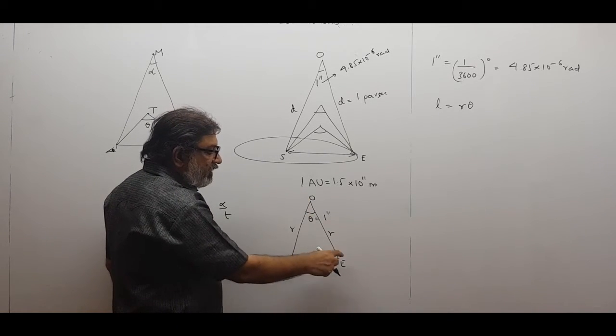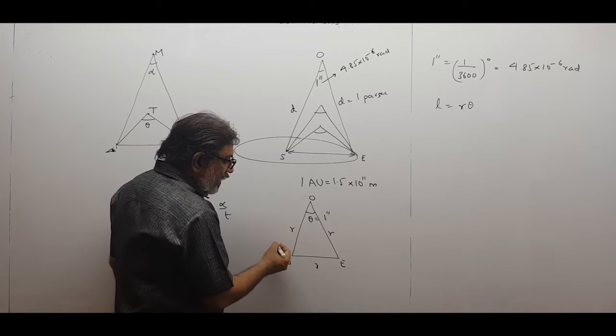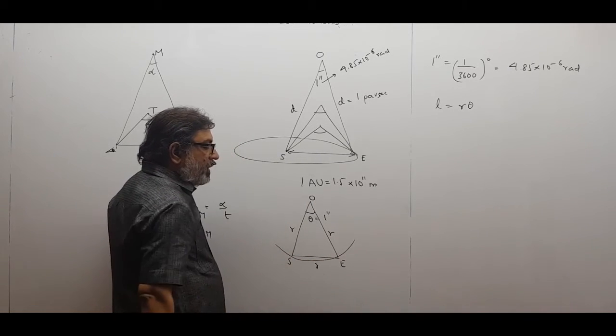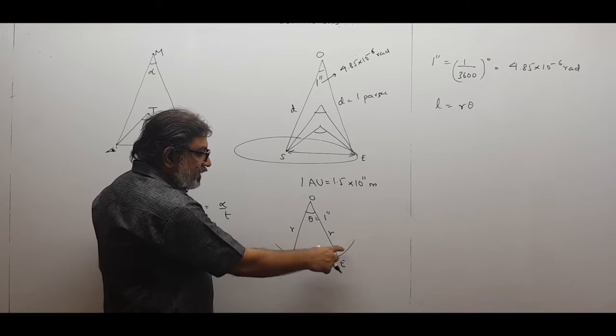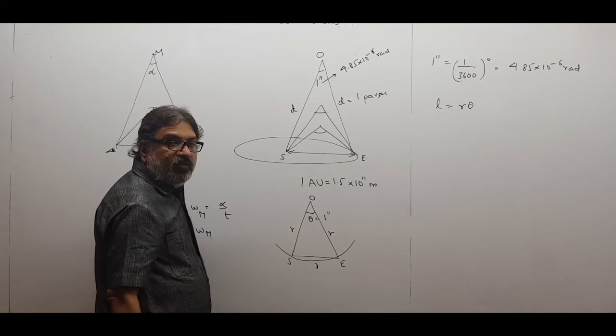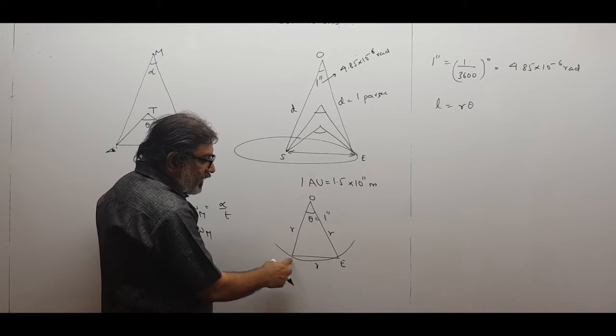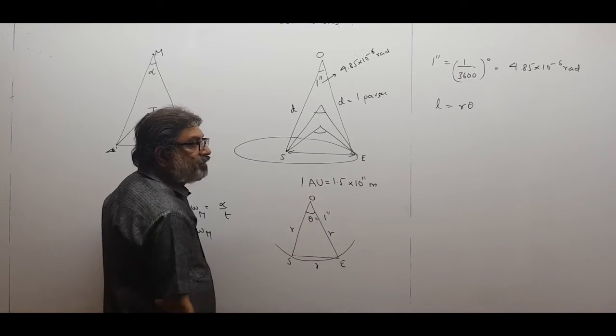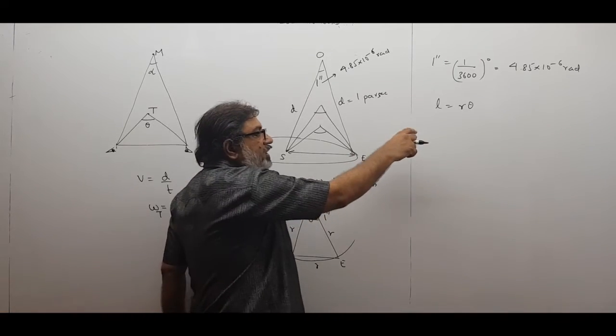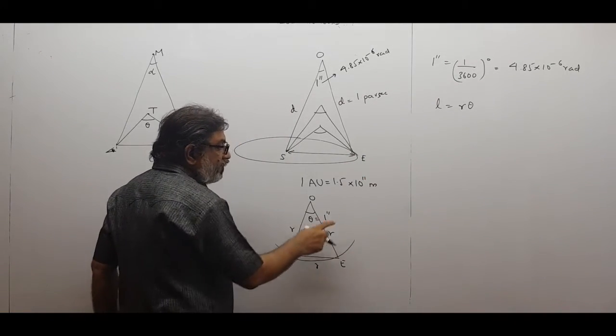Keeping this as radius, I will make an arc like this. So the arc may go like this. And because this angle is very, very small, I have told you previously also that this arc and this chord length will appear to be equal. So the length of arc will be equal to this chord length, which is 1 AU. So L equals r theta, length of arc, that is 1 AU.